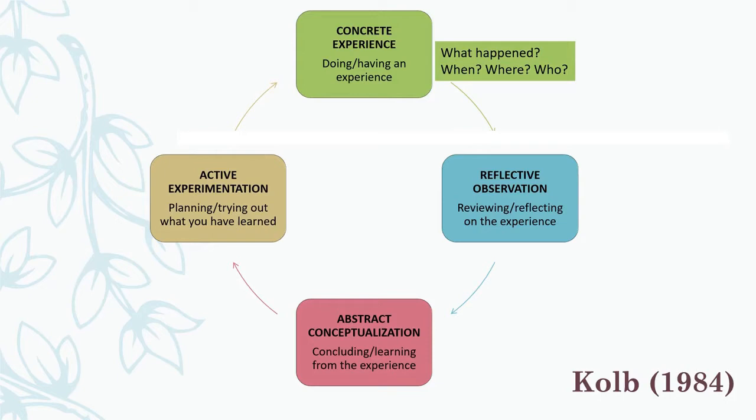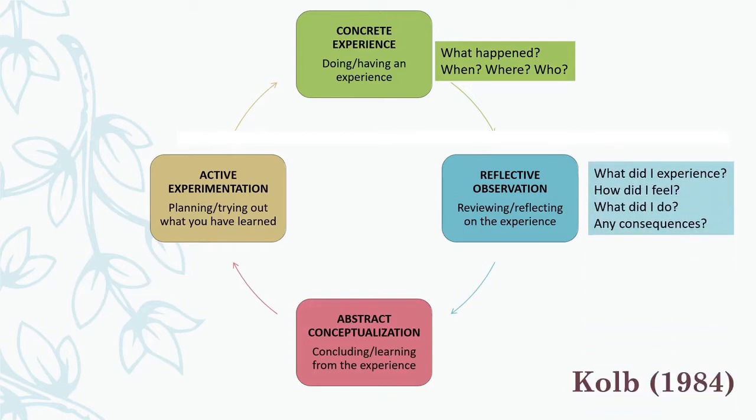For instance, as we move to the second stage called reflective observation, we start questioning that experience. So we may want to answer questions such as what did I experience? How did I feel? What did I do? Why did I do it? Were there any consequences? The third stage of this learning cycle or reflective cycle is called abstract conceptualization.